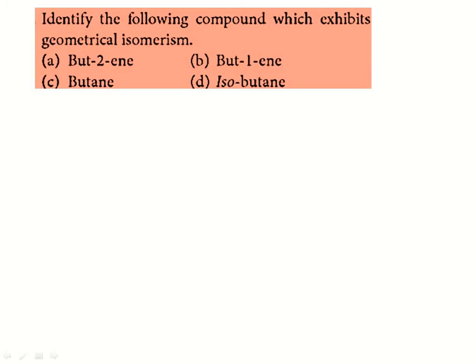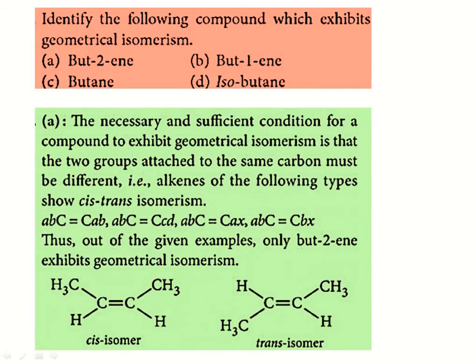Identify the following compound which exhibits geometrical isomerism. Usually double bonded carbon, butene, will exhibit cis and trans isomers, geometrical isomerism. For that, the condition is that each unsaturated carbon is linked with a different group of atoms or groups.